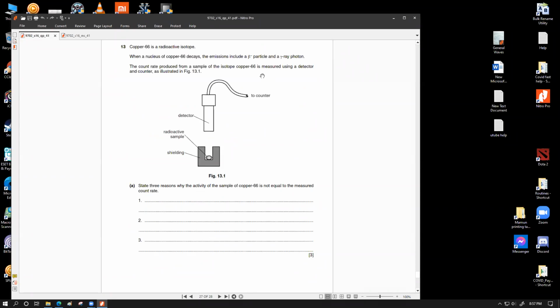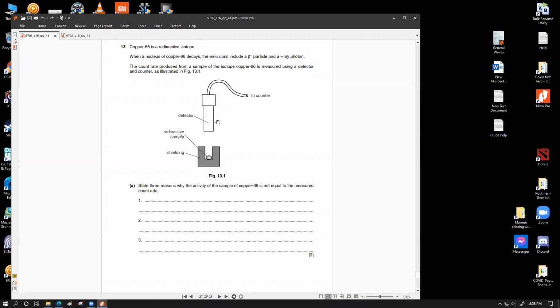This question is saying that when one nucleus of copper-66 decays, the emissions include a beta minus particle and a gamma ray photon. So each individual decay is giving out two outcomes. There is no indication that both of these radiations will go in the same direction and reach the detector. It is possible that the beta radiation might be received here, but the gamma photon might not. Maybe both of them will not be received.